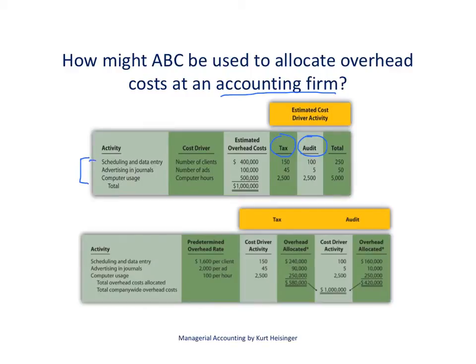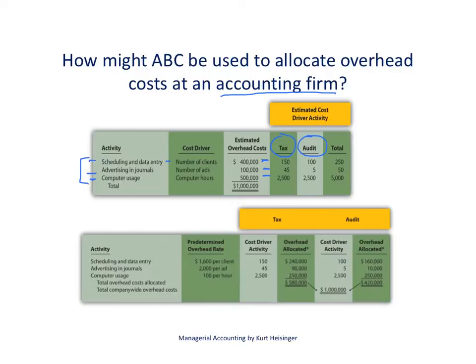There are 3 different activities that we have identified as being significant, and you see those here. So scheduling and data entry related to our clients, that is scheduling our clients for appointments and entering data for our clients. That's one activity, and that activity costs about $400,000. We advertise in journals for both of these services that we offer, tax and audit, and the cost for those advertisements is about $100,000. And we have computers that are used by both the tax and audit departments, and those costs are about $500,000. So we've got the activities outlined here, we have the estimated overhead costs outlined here as well, and of course we have the cost drivers.